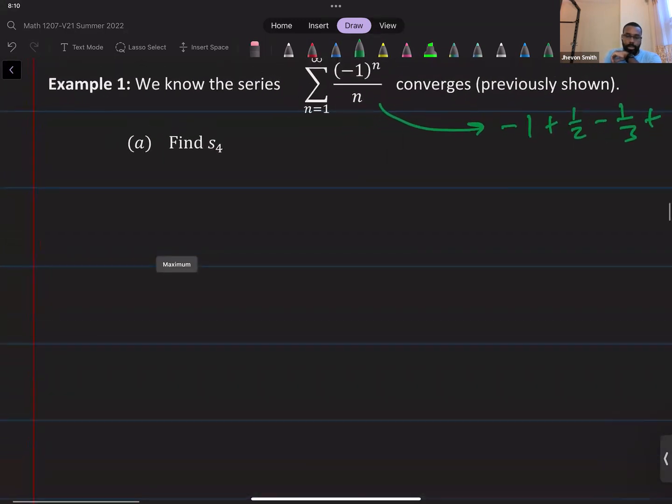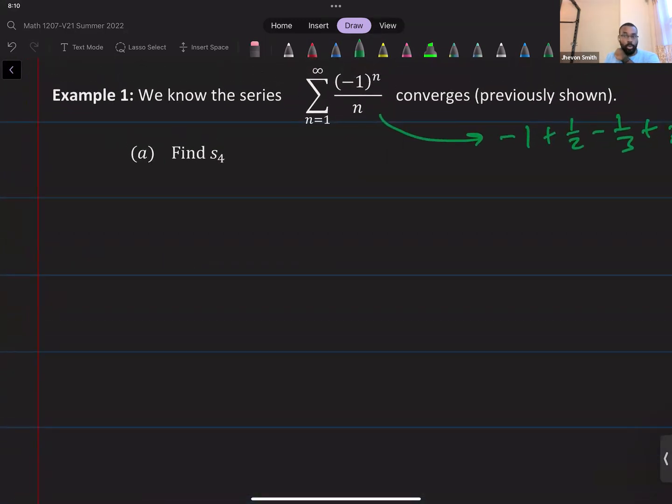So now this example says find S4. We remember our notation. S sub n means the sum of the first n terms, which means S sub 4 means the sum of the first 4 terms. Because this is an alternating series, S sub 4 is going to be equal to the first term plus the second term plus the third term plus the fourth term. You don't really have to write that line, but you should just know you're just adding all these terms.